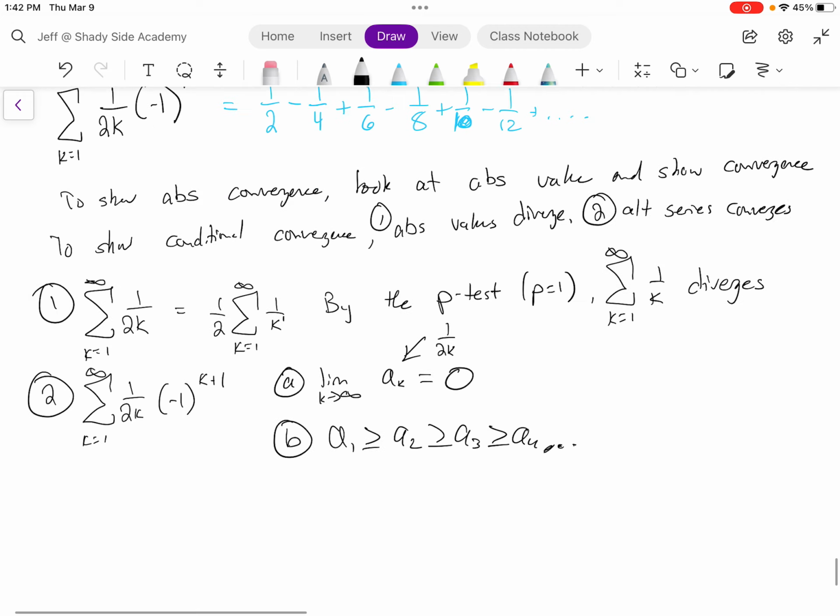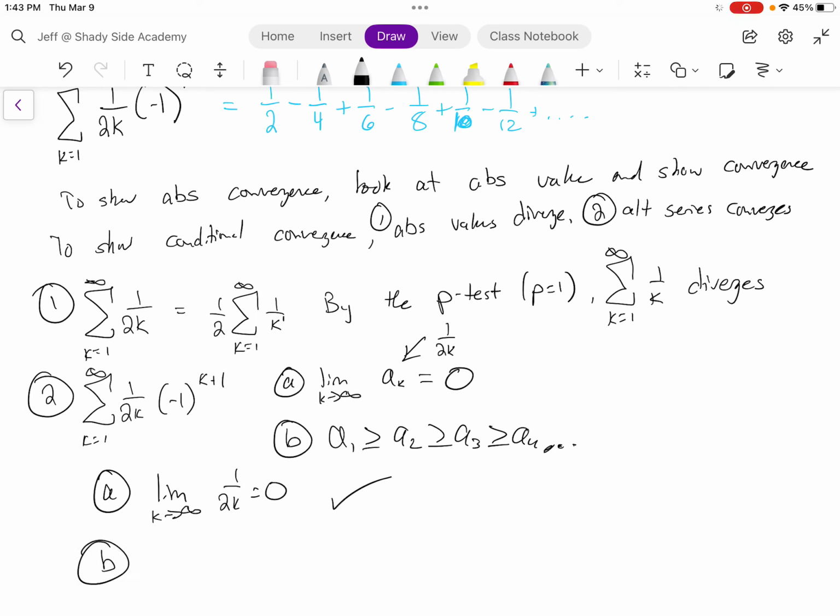Okay, so let's show A. Does the limit as k goes to infinity of 1 over 2k equal 0? I don't really need to show anything for that. We did that in AB Calc. Of course it does. The bottom's getting big, the top is staying at 1. So of course this approaches 0. Done.